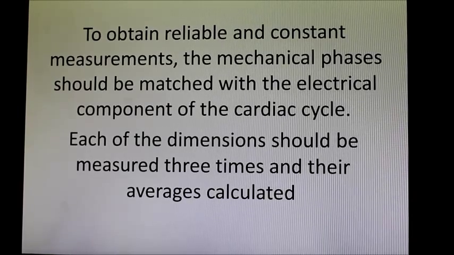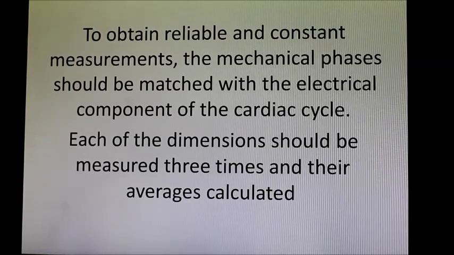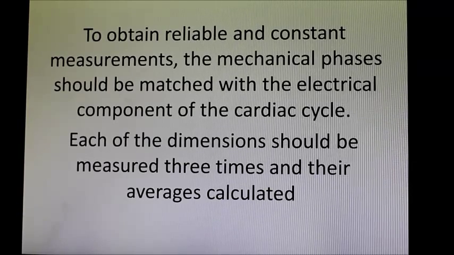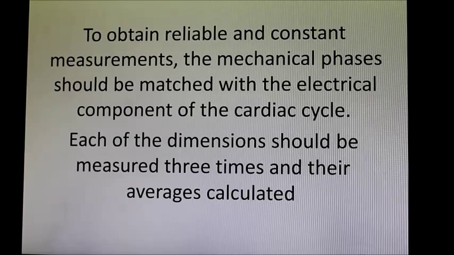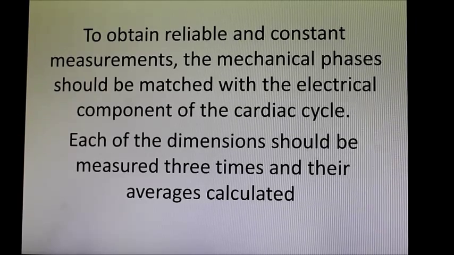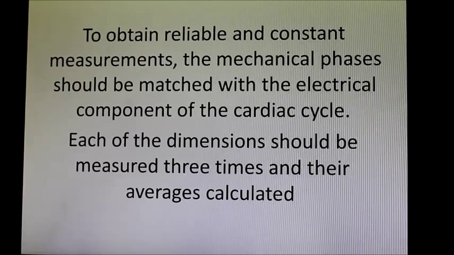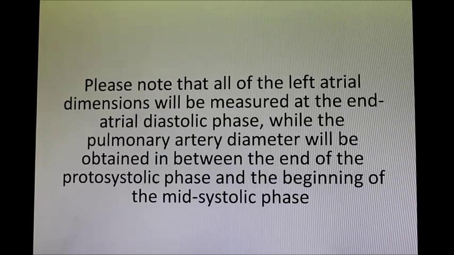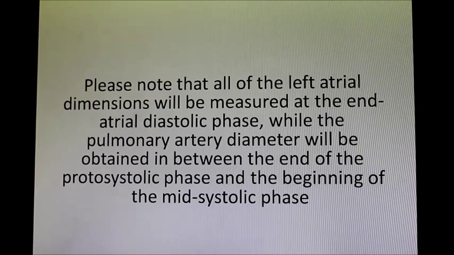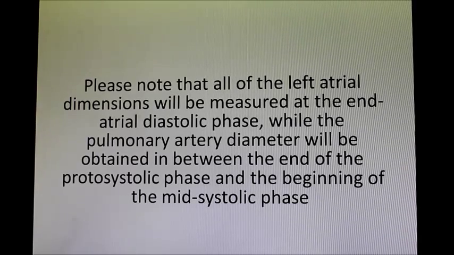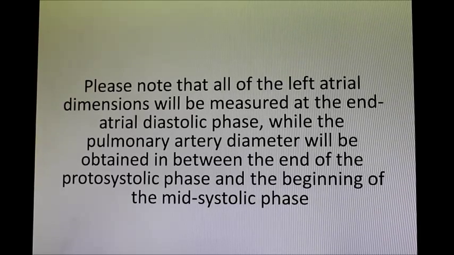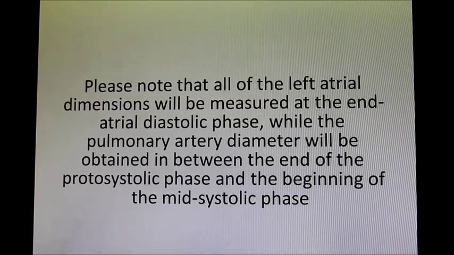To obtain reliable and constant measurements, the mechanical phases should be matched with the electrical component of the cardiac cycle. Each of the dimensions should be measured 3 times and their averages calculated. Please note that all of the left atrial dimensions will be measured at the end atrial diastolic phase, while the pulmonary artery will be obtained in between the end of the protosystolic phase and the beginning of the mid-systolic phase.